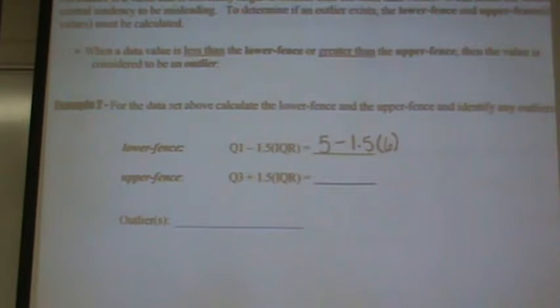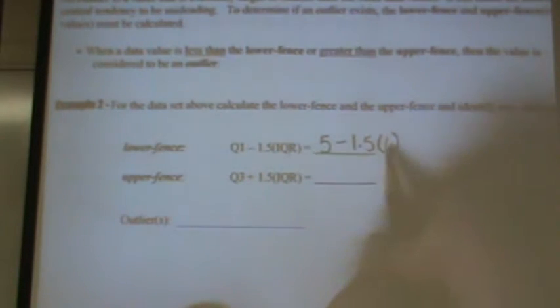So for every problem, we're going to use that. The only numbers that will change are your Q1 value and your IQR. But you're just plugging those values into that equation. And you got 6 from the IQR? Yes, that is what we had from example 1.